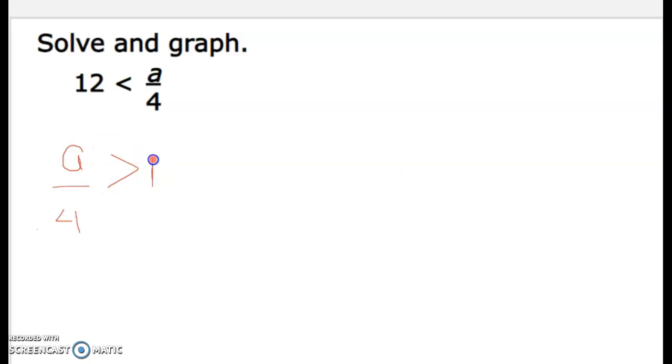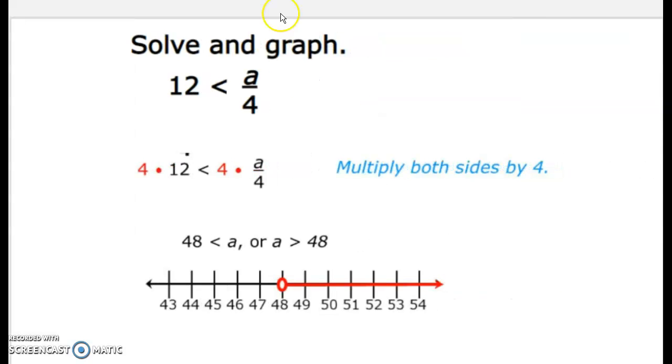So I like to rewrite it where my variable is on the left side, just because sometimes it's easier for me to read, because we're going to have to graph the inequalities. So with that being said, they're not going to switch it for you at the end, but I just wanted you to see that. So here we go. 12 is less than a over 4. A over 4 means a number divided by 4. So in order to isolate the variable, we're going to do the opposite, which is multiply. So we're going to multiply each side by 4.